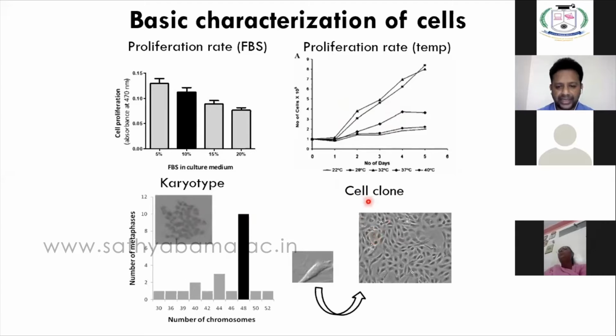Then any cells you are developing should have the capacity to develop a clone. So you have to do it by serial dilution, so that from a single cell you develop a cell line. This capacity should be there if you are saying it is a cell line. So this is one of the characteristic features you have to check if you have already developed a cell line.